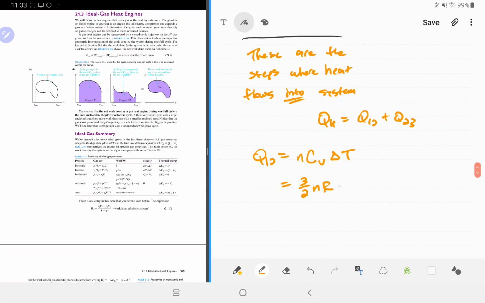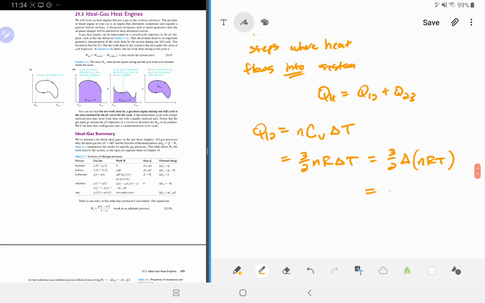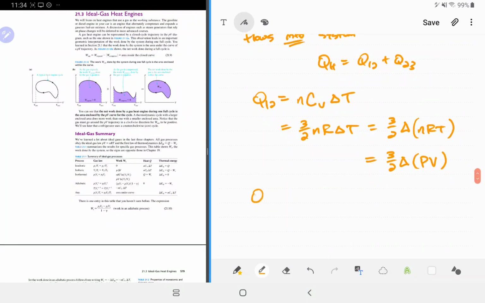So this is 3/2 nR delta T. And I'm going to write this in a way so that I have delta nRT. n and R are constants, so I can put them inside this delta. And this is nice because nRT is equal to PV. So this is change in P times V. So Q12 is equal to 3/2, and then delta PV is P final V final minus P initial V initial.